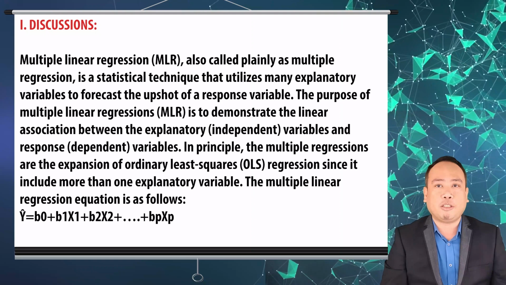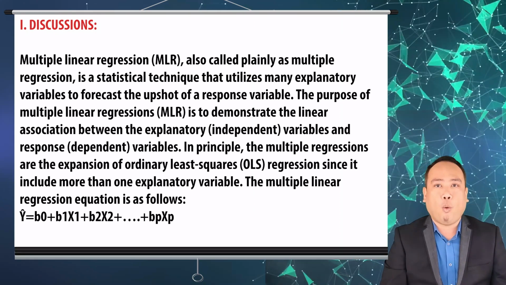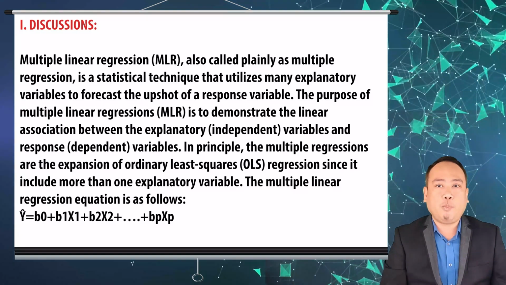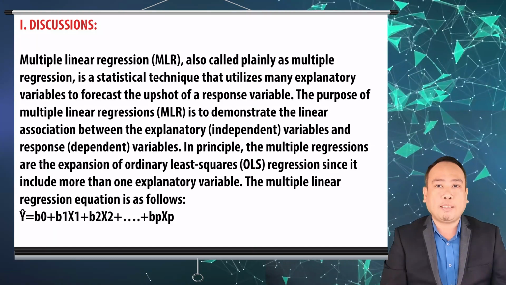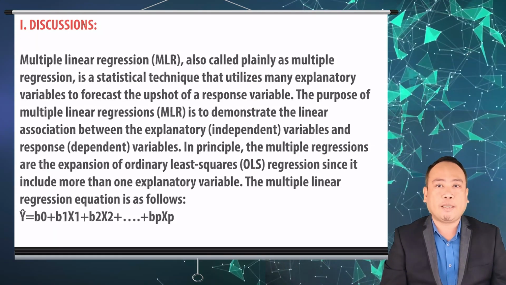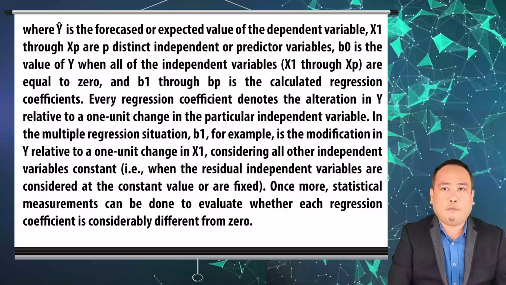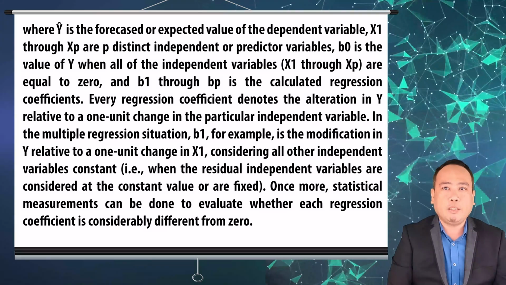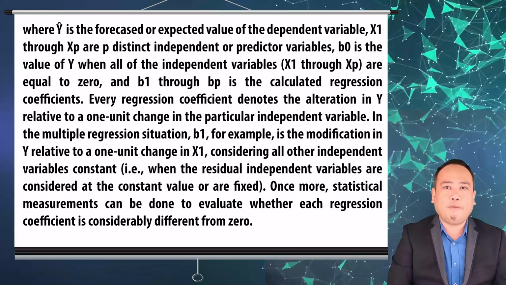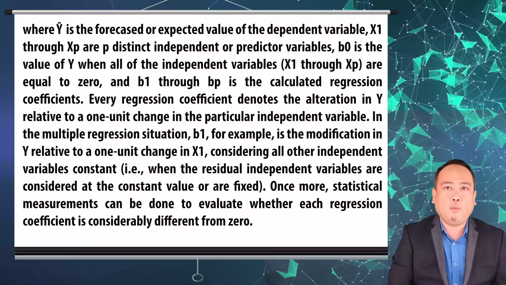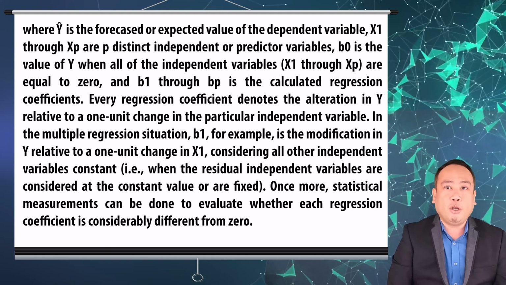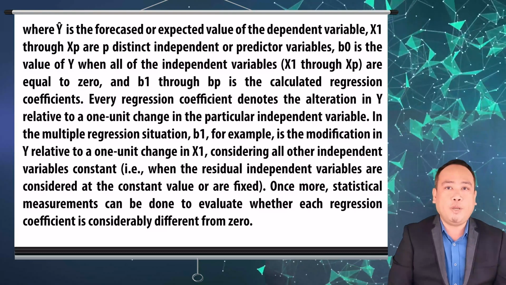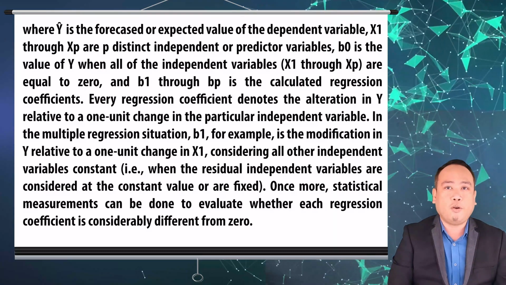The multiple linear regression equation is as follows: y is equal to b sub 0 plus b sub 1 times x sub 1 plus b sub 2 x sub 2 plus, until b sub p x sub p, where y is the forecasted or expected value of the dependent variable, x1 through xp are p distinct independent or predictor variables, b sub 0 is the value of y when all of the independent variables x1 through xp are equal to 0, and b sub 1 through b sub p are the calculated regression coefficients.